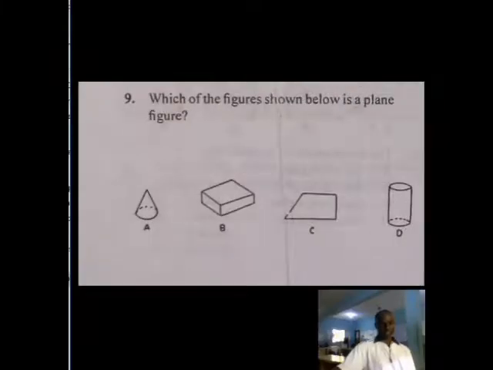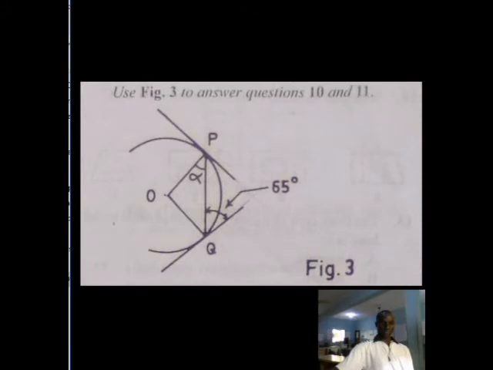Number 9. Which of the figures shown below is a plane figure? A plane figure is any object that does not have thickness. I do not have the time to give other details about plane figures, but this explanation is enough. It has no thickness. You can see that A, which is a cone, has thickness, B has thickness, D has thickness. The correct answer in this case is C. It does not have thickness. Question number 10.